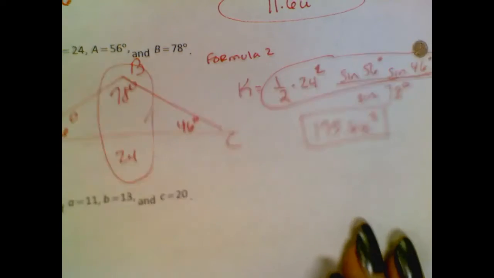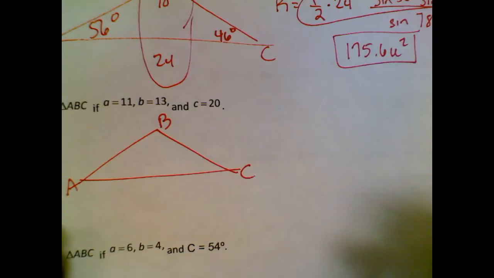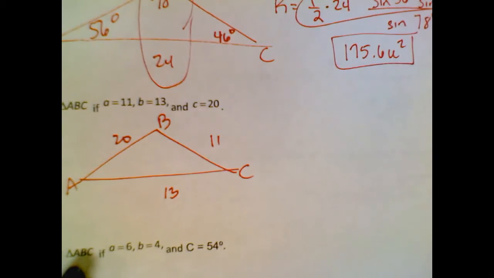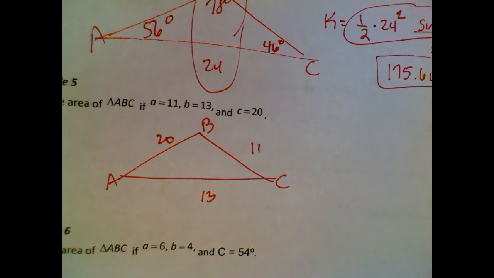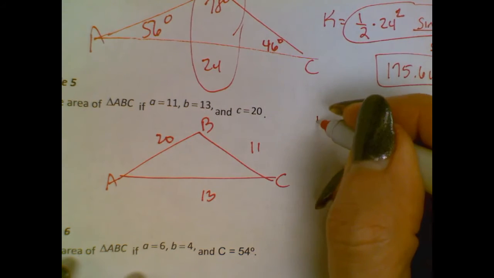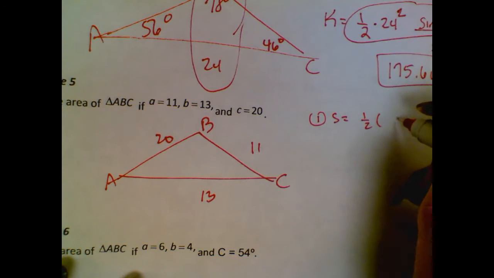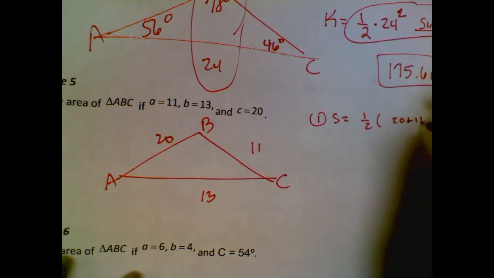All right, draw the next one. A, B, C. Taviana, what is given in this problem? So which formula is that? 1, 2, or 3? 3. So in order to do this formula, we have to know what S is. S is semi-perimeter. It's 1/2 of your 3 sides added together.